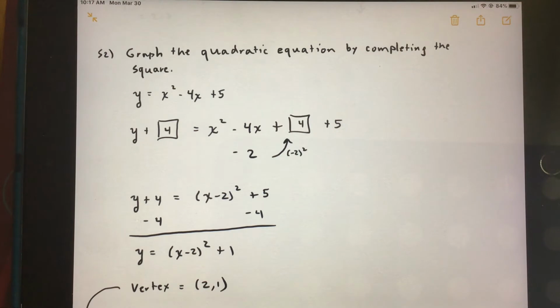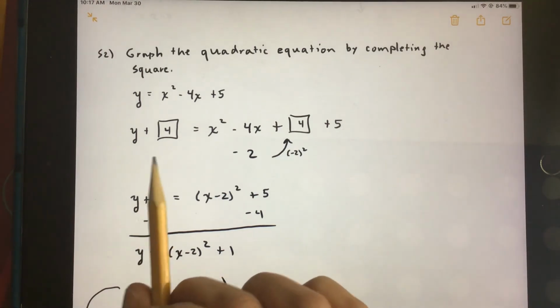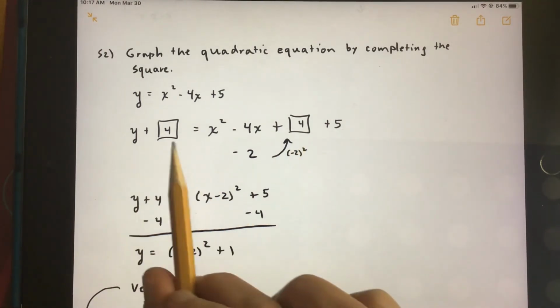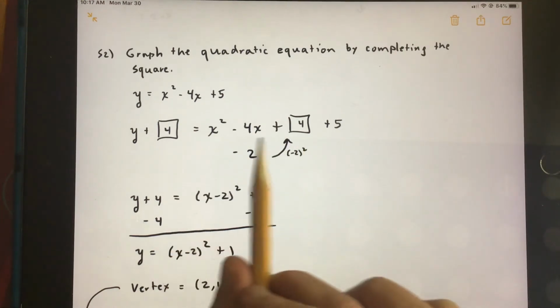We are to graph the quadratic equation by completing the square. So there are a variety of different ways that you could use to graph this quadratic equation, but we're asked specifically to use the completing the square method, so that's what we're going to do here. To complete the square, we're going to add a box to both sides that at first will be open. There'll be nothing in those boxes.